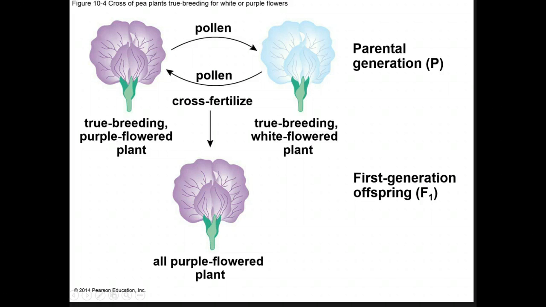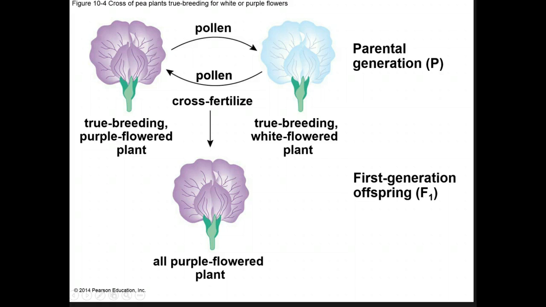He cross-fertilized true breeding white flowers with true breeding purple flowers. The true breeding purple flowers only produce purple flowers, and the true breeding white flowers only produce white flowers. The parents used in this initial cross were known as the P generation. The P generation is the first generation that we are discussing in terms of the cross.